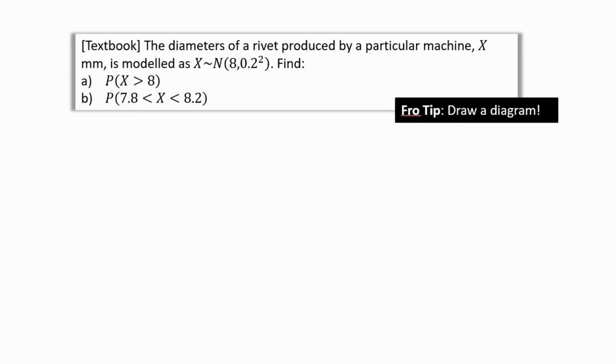Then we started looking at what notation we could use. Do you remember we realised that we could write it like this? Let me get the pen working. This means that it's a normal distribution, and this 8 represents the mean. And this 0.2 squared is the variance.